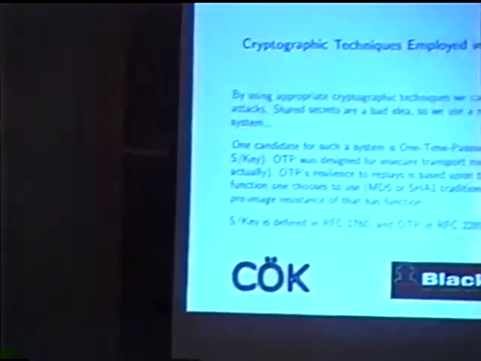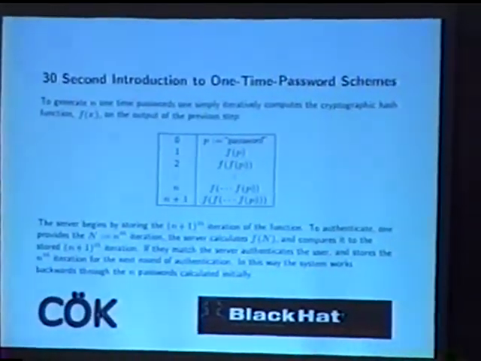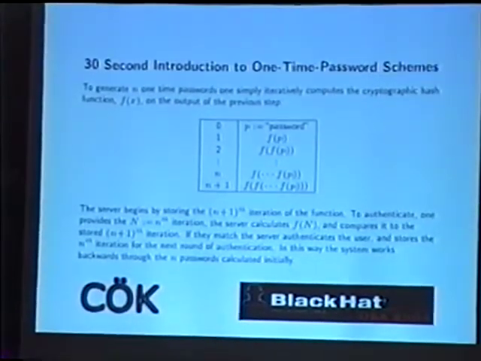Okay? So if I hand you an MD5 sum, something from your favorite file that you downloaded from BitTorrent, for example, or from Napster, it's going to be hard for you to generate another file which hashes to the same value. That's what pre-image resistance is in cryptographic hash functions. Here's how OTP works in a nutshell.